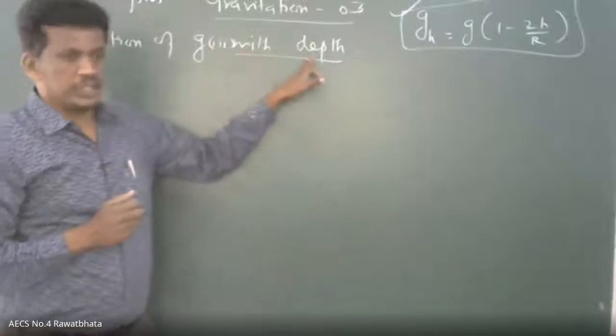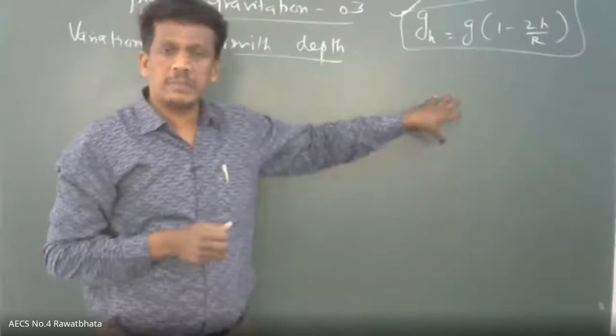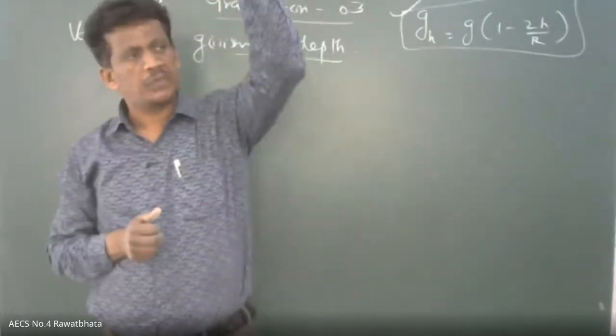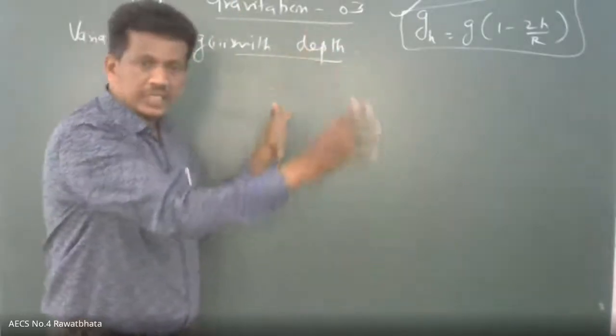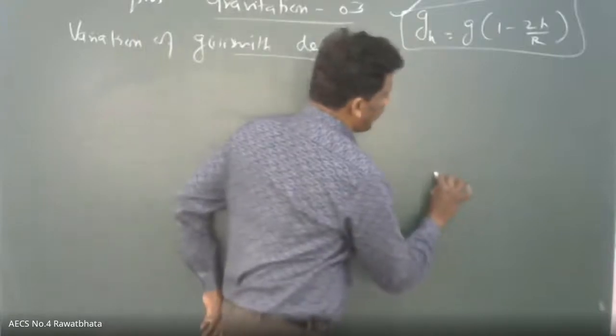For depth only there is a difference I told. If it is height, what happens? Whether you are on the surface of the earth or away from the surface of the earth, the whole mass of the earth is involved. But in case of depth, what is happening?